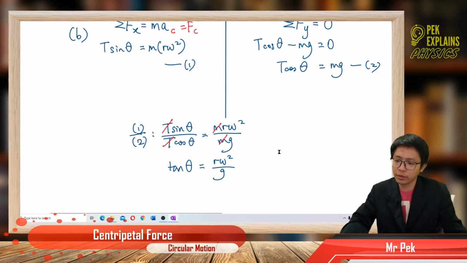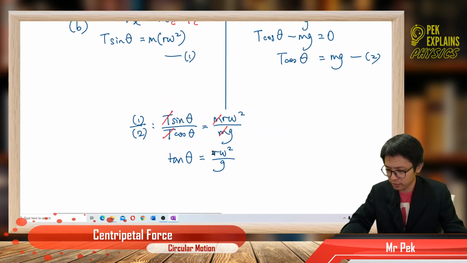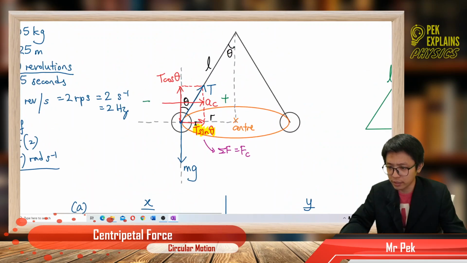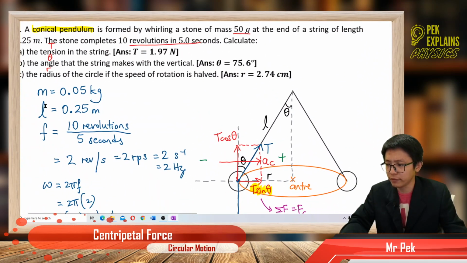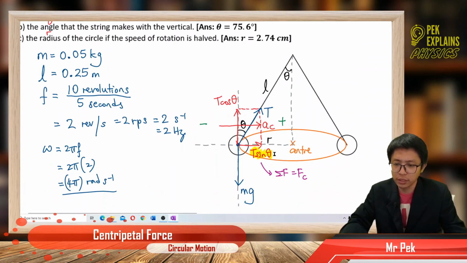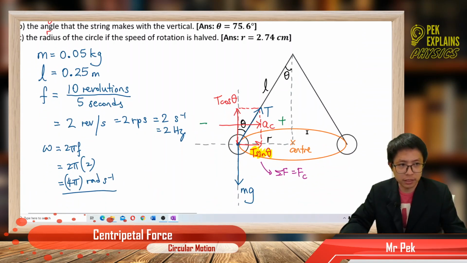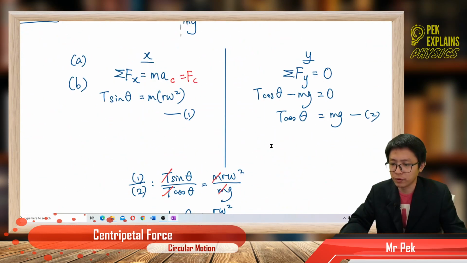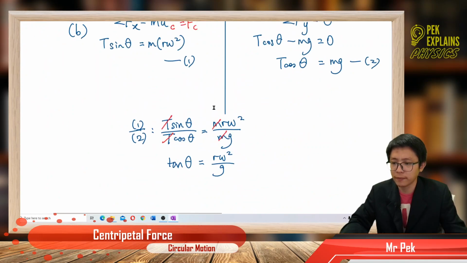Okay, now we don't have the radius actually. You see that? We only have the length. We don't have the radius of the circle. This is a circle, and the circle has radius r, but this r is not equal to the length of the string. The length of the string is the hypotenuse. So we need to find the radius of the circle first before we can proceed. You see the r here?